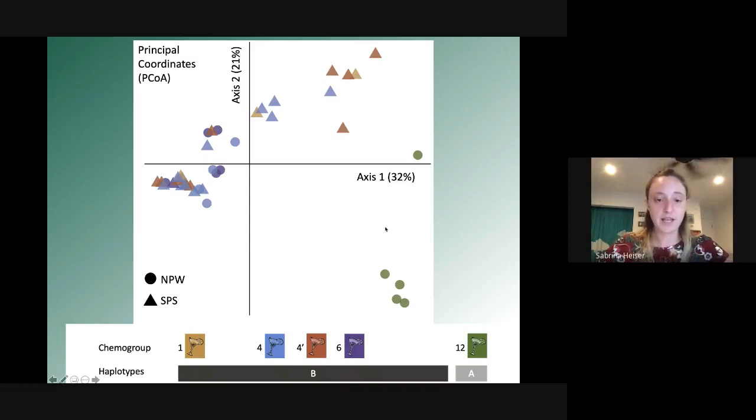But the thing that I got really excited about was when I started looking at the data and saw that the individuals up here that were producing the same chemogroups but are from different sites are more genetically similar to each other than the individuals from the same sites that are producing the very different chemogroups. So chemogroup 12, the haplotype A, is clustering very separately from those. So I'm excited and I'm looking forward to finish developing my microsatellite markers and seeing how these patterns are going to continue as I analyze more samples from more sites as well.